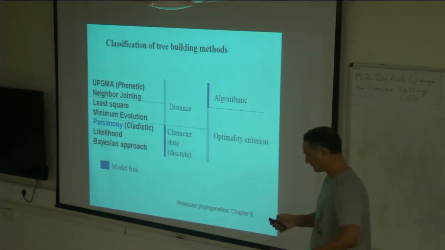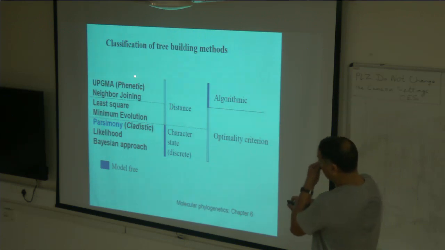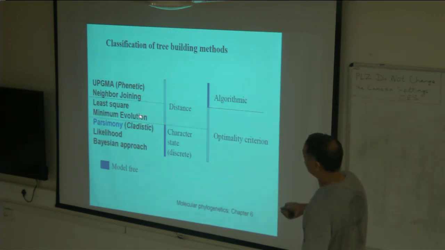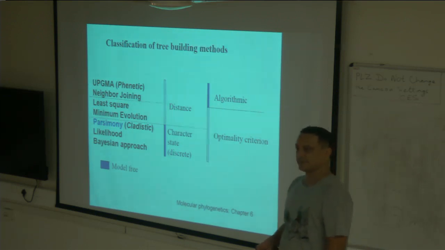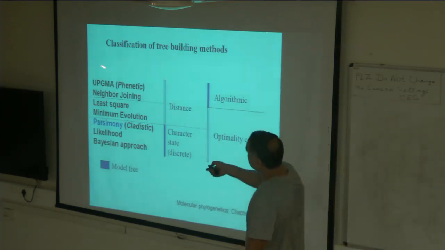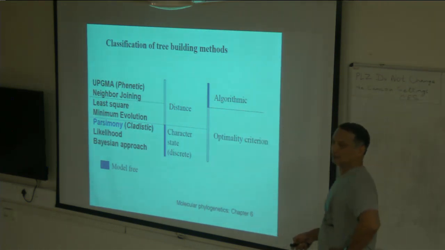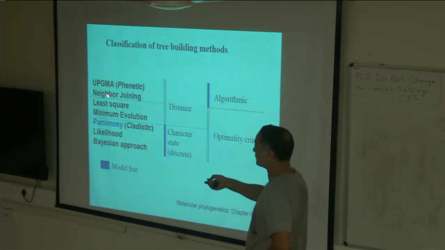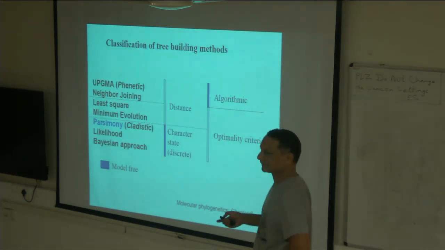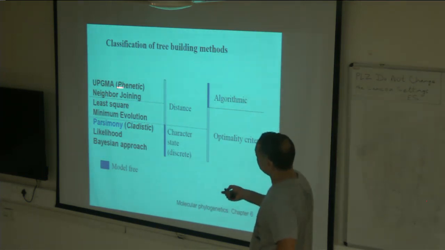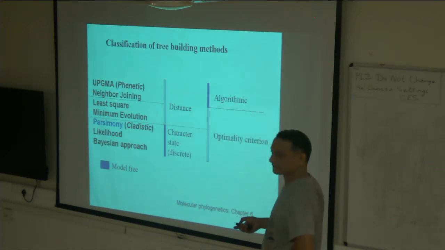Okay, cool, thanks. So let's just quickly go over it again. These are the different tree building methods. Least square and minimum evolution, as I said, is not really being used much. UPGMA, neighbor joining, the two clustering algorithms. Neighbor joining is still used to a great extent, but as I said, UPGMA, don't use this method.